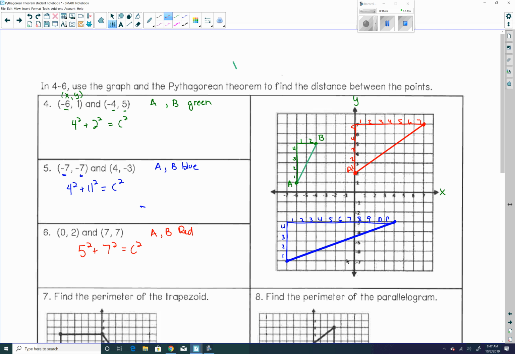I helped you set them up. I used some color coding. Hopefully this is making sense to you.